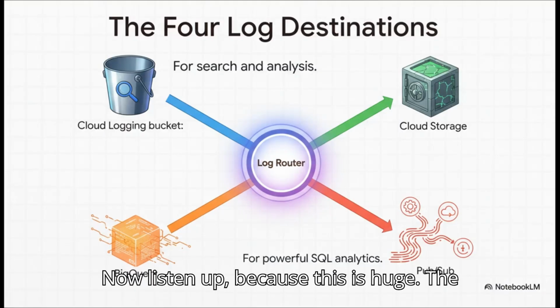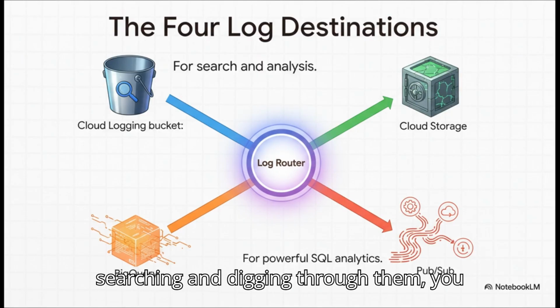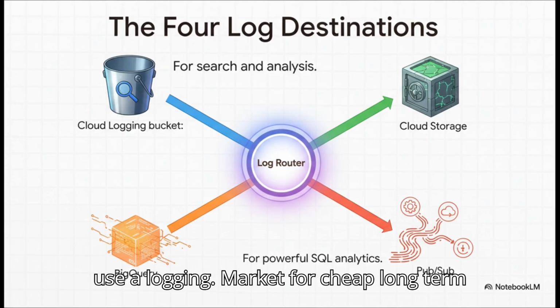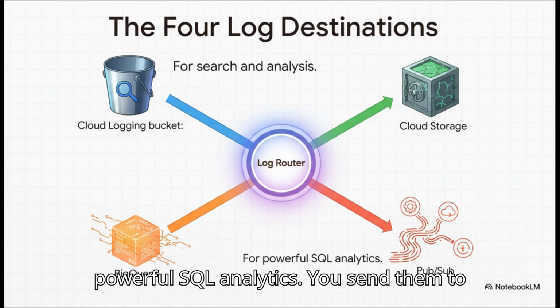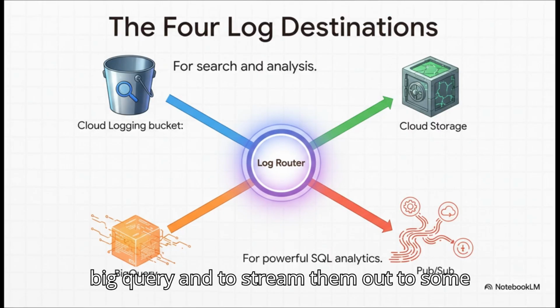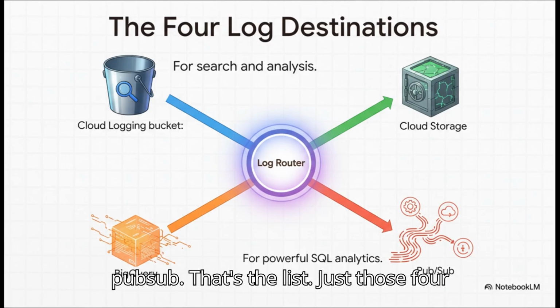Now listen up, because this is huge. The Log Router can only send logs to 4 and only 4 types of destinations. For searching and digging through them, you use a logging bucket. For cheap long-term storage, you use Cloud Storage. For crazy powerful SQL analytics, you send them to BigQuery. And to stream them out to some other tool, maybe like Splunk, you use Pub/Sub. That's the list, just those 4.